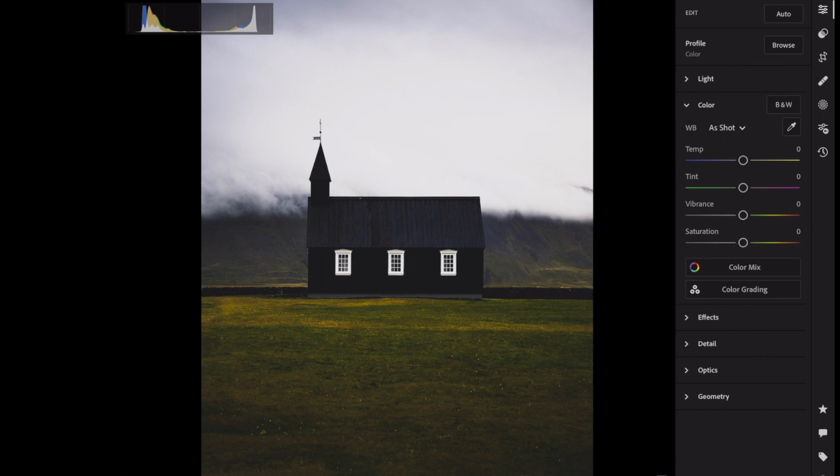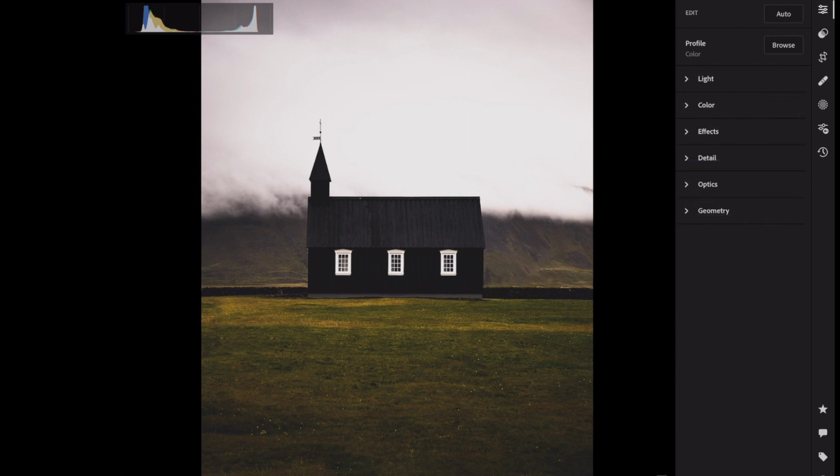Open the color section. Temp, plus 13. Tint, plus 14. Vibrance, plus 10. Saturation, minus 25. Open Optics and tick Remove CA.